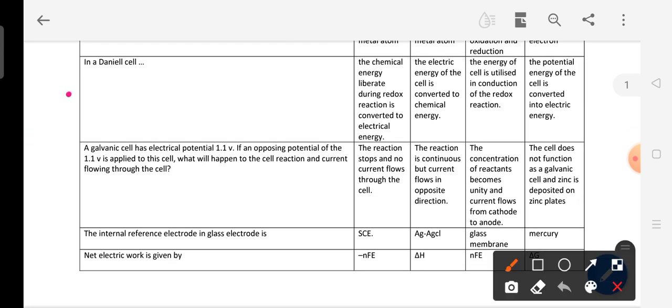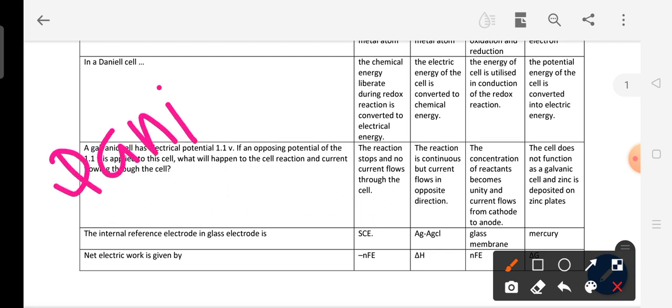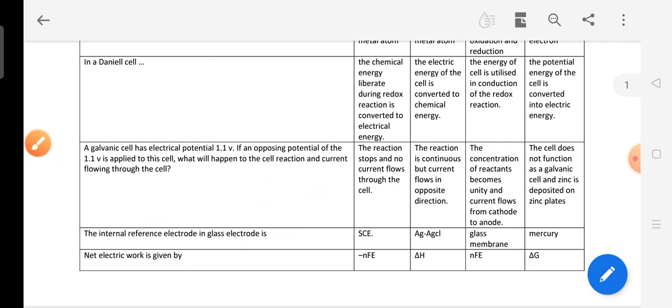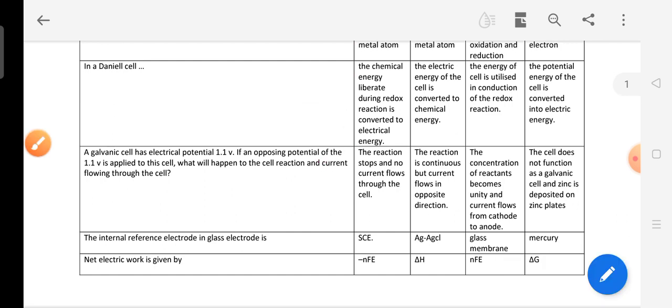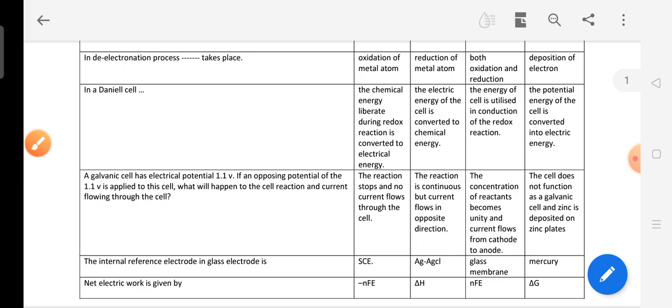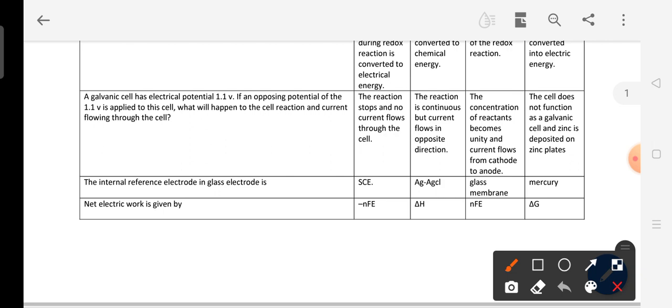Then, in a Daniell cell, dash. The answer of that question is option number first, because the Daniell cell is an example of an electrochemical cell, and in the electrochemical cell, chemical energy is converted into electrical energy. So option number first is the correct answer. These other options we can exclude.